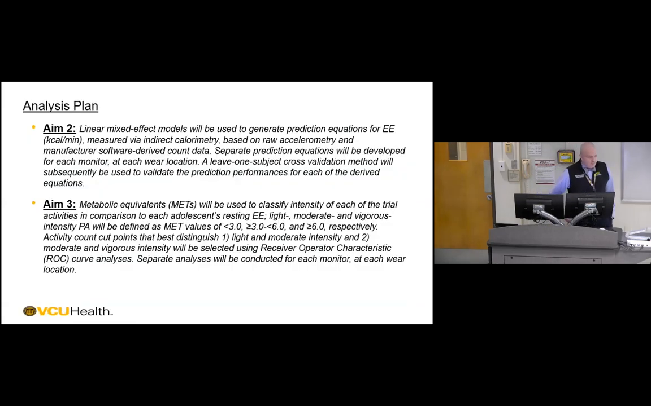Following that, we will have the raw accelerometer data from each of these wear locations and from each of the accelerometers, and then we'll have the energy expenditure data, and we'll use the analysis plan that you see listed here, first to predict energy expenditure equations, and then define the cut points that are most appropriate for defining light, moderate, and vigorous intensity physical activity for this group of patients, as well as to try to distinguish between sedentary and light intensity. So hopefully this just gives you the flavor of what sorts of studies you can do in the chamber.